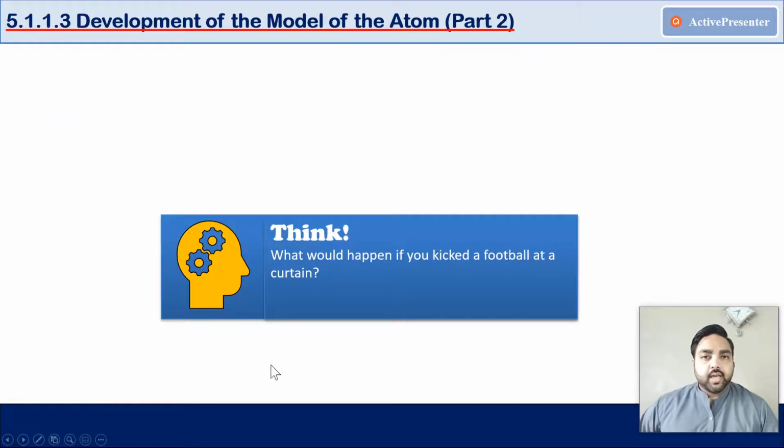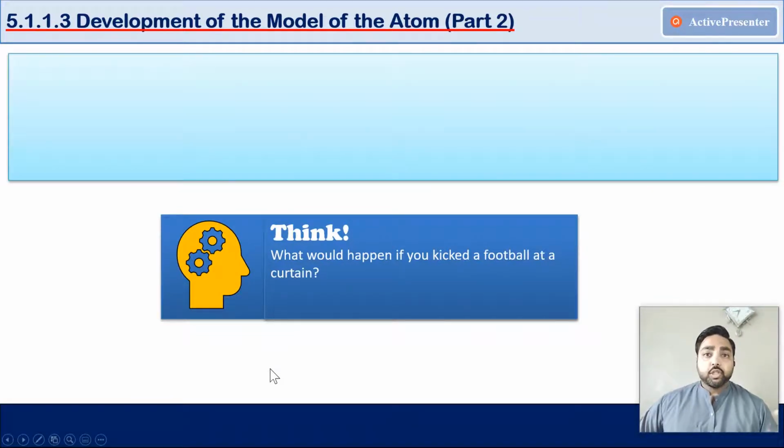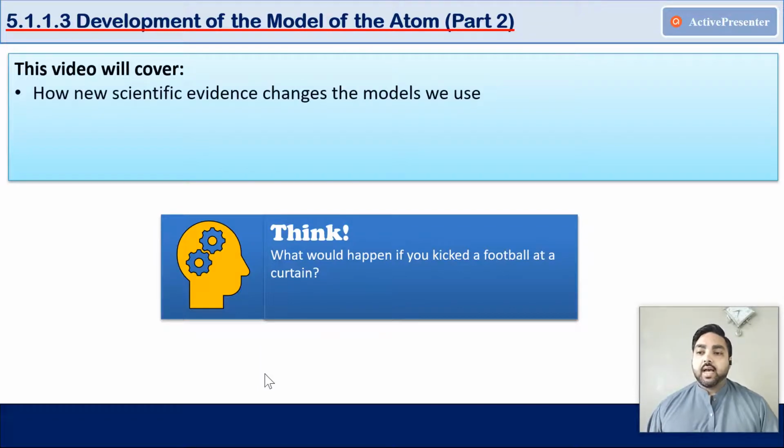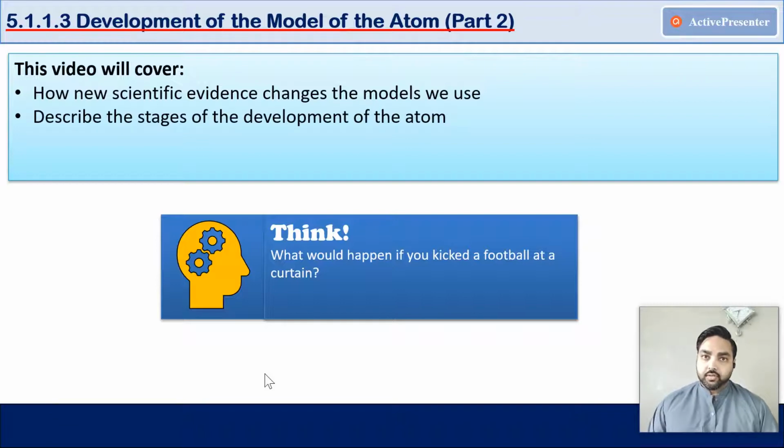So what we're going to look at in today's lesson is part 2 of the development of the model of the atom. I said it in the last video as well, but I'm going to say it again, it doesn't matter which order you watch part 1 and part 2 in. Some people prefer to have the big picture and then look at the specifics, whereas some people like to look at the specifics and then build up a big picture, whichever way you prefer. In the last video I looked at how new scientific evidence changes the models we use and described the stages of the development of the atom.